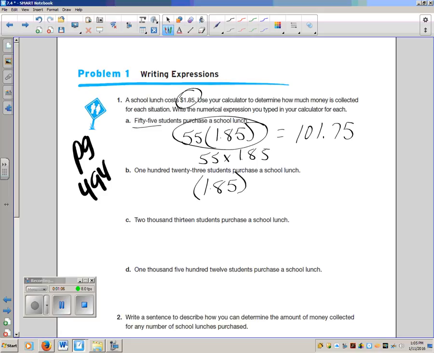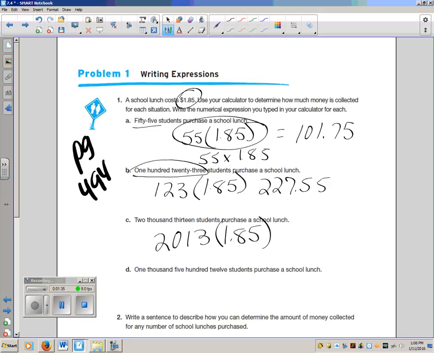B, same cost, $1.85. I'm going to put that in parentheses. I'm changing the number of students, 123. Simple multiplication problem. Do that on your calculator. You get $227.55. This is an expression. C, one more. 2013. I'm going to put that first. Put $1.85 in parentheses. It's a multiplication problem. If I multiply that out, I get $3,724.05.